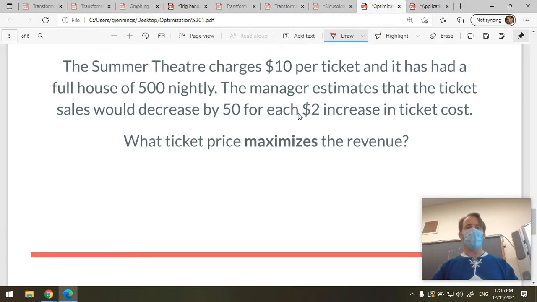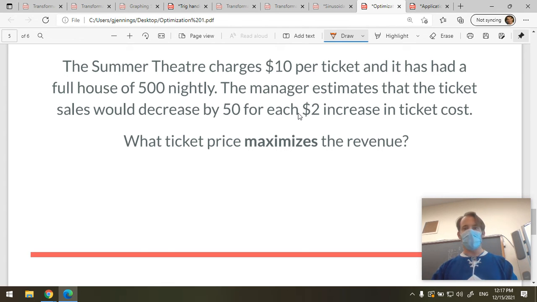So here, a diagram's not really going to help me, but what I want to think about is how do they make money? They make money when a certain number of people buy a ticket at a certain price. There's going to be a function for the price of the ticket. There's going to be a function for the number of tickets. I multiply those 2 functions together, and I'll get a parabola.